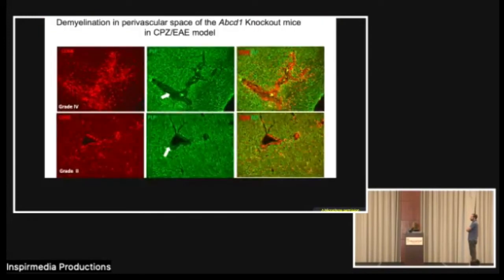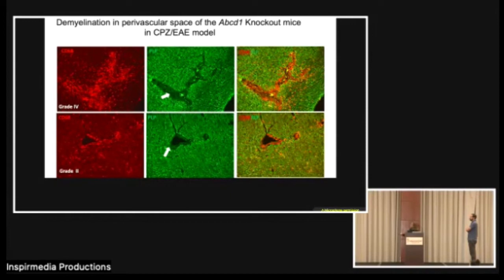Then here we could see the perivascular space. In the perivascular space, when the monocytes or macrophages from the blood come to the brain, they start to phagocytose myelin, they eat myelin. And we could see around the vessel there is no myelin, even in this big lesion. In the big lesion, there is no myelin here.